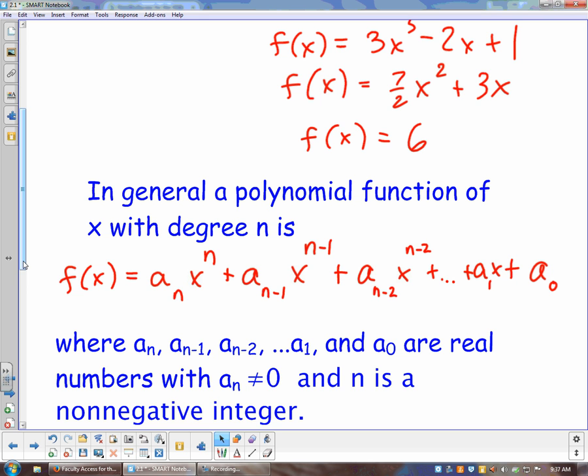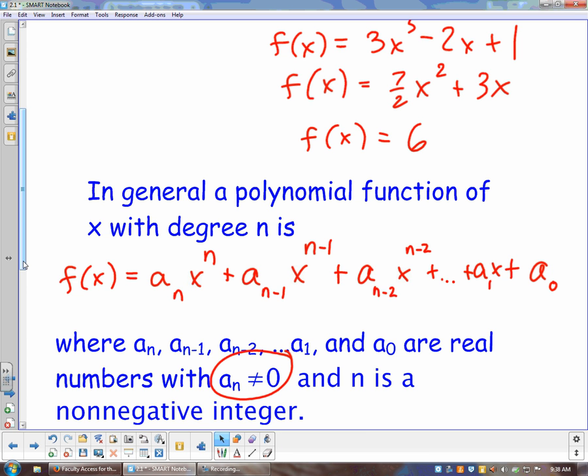The a's that you see are all the coefficients on your terms, and the n would be the degree on your leading term. All of the a values are real numbers. A sub n is not allowed to equal 0. That's our leading coefficient, because we want to be able to say that this is degree n, and we can't if the leading coefficient is 0.